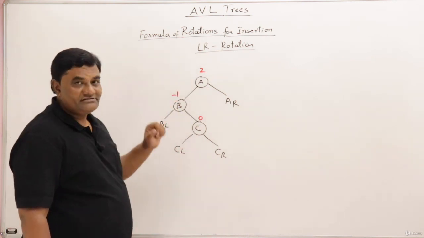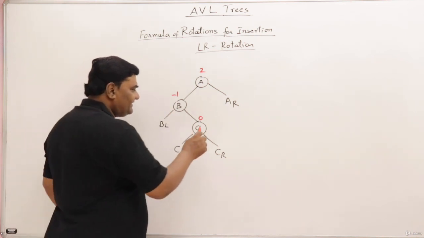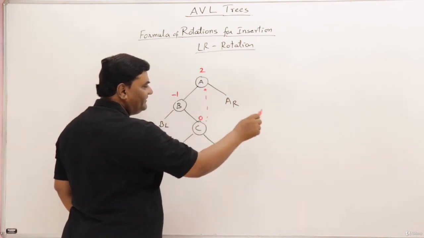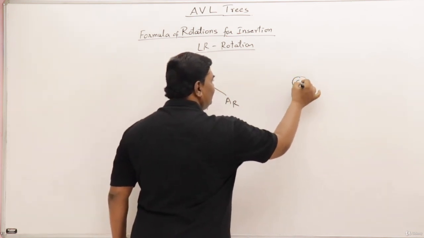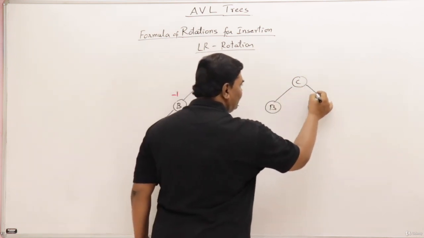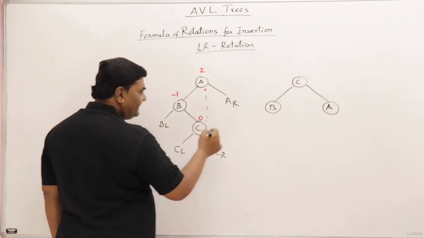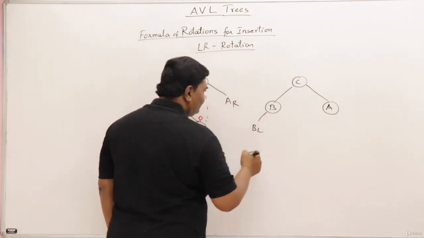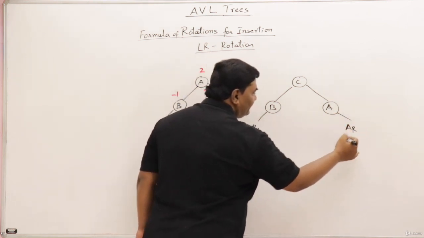Now LR rotation. This is double rotation. We know the direct method that C will move up and A will move on the right hand side. So I will show it like that only. C is coming here, B in its own place, A will move on the right hand side. Okay, perfect. What about B's left child? B's left child will be as it is. What about A's right child? It will be as it is.